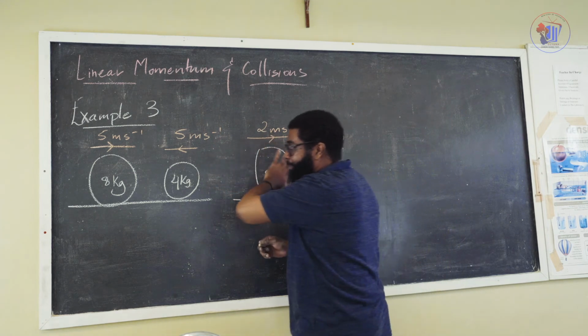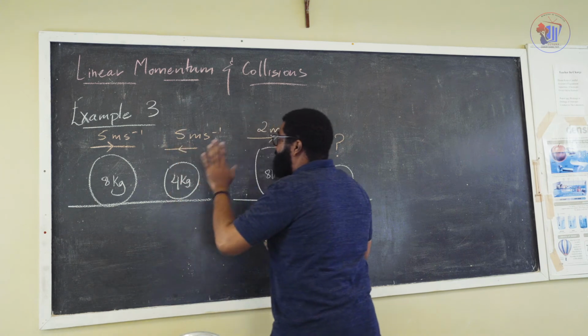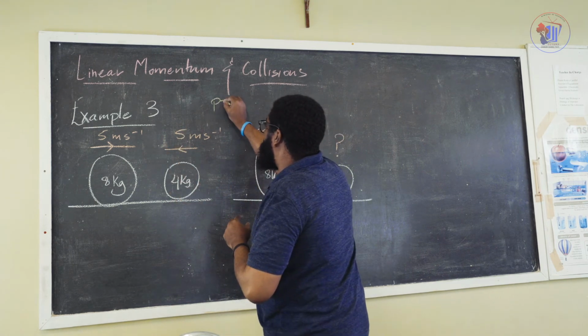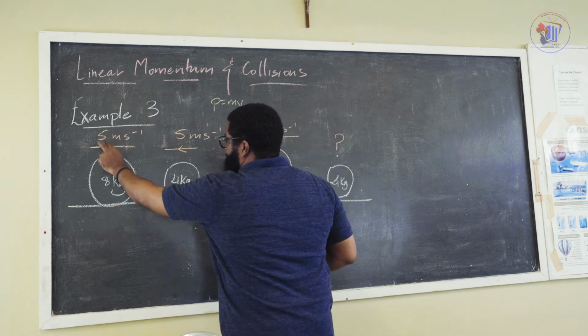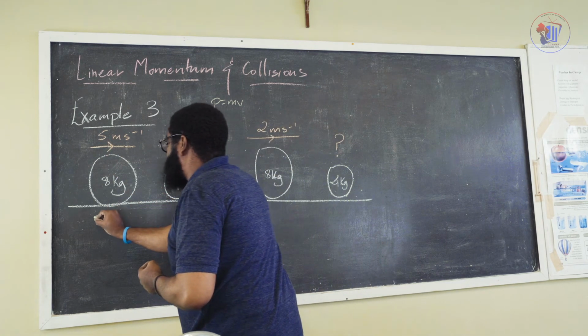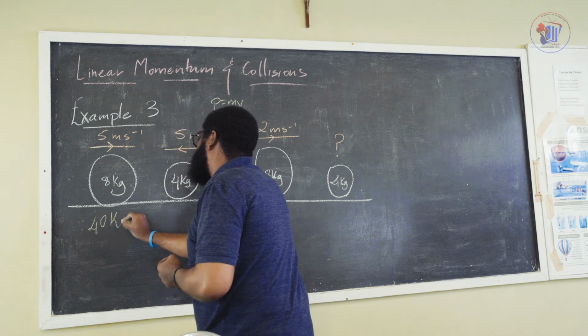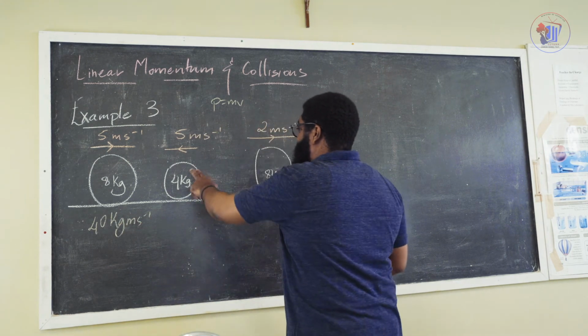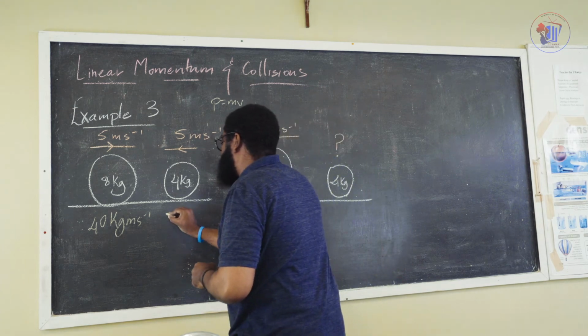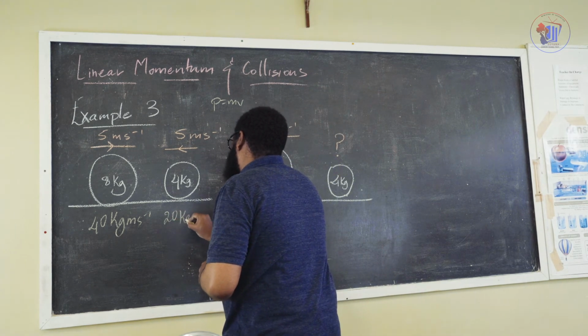So, starting with what happens before they collide. Again, momentum, I'm going to write it for the third time. Mass times velocity, mass times velocity. 8 times 5, last I checked, is 40 kilogram meters per second. Okay? Now, mass times velocity, 4 times 5, is 20 kilogram meters per second.